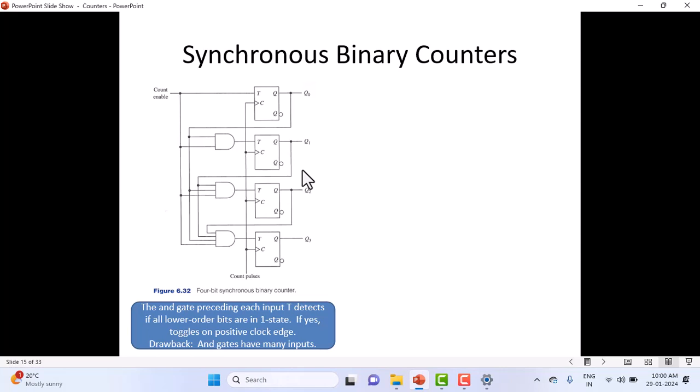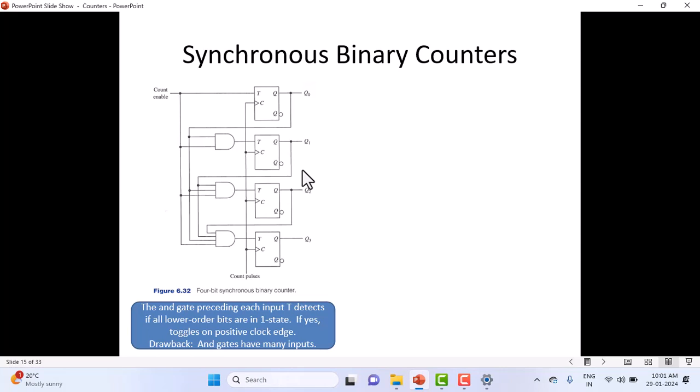The drawback of the circuit is that there are so many inputs going to the AND gate. Look at this one. Second one, 2 inputs. Third one, 3 inputs. Fourth flip-flop, 4 inputs. Assume that you are designing a 1024 stage synchronous counter. You must design an AND gate with 1024 inputs, which is quite difficult, right? So what is the drawback of this one now? As the number of stages keeps increasing, the number of inputs going to the AND gate also increases. Is it good, increasing the inputs to the AND gate?